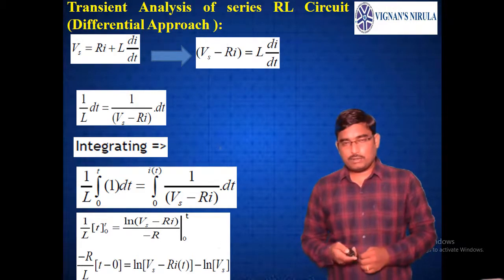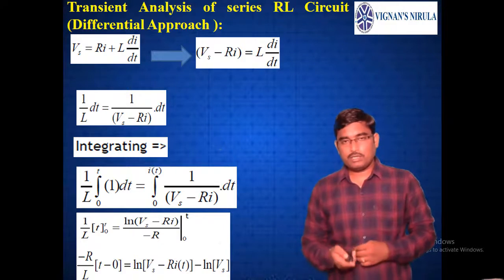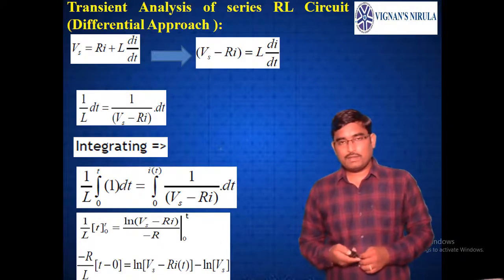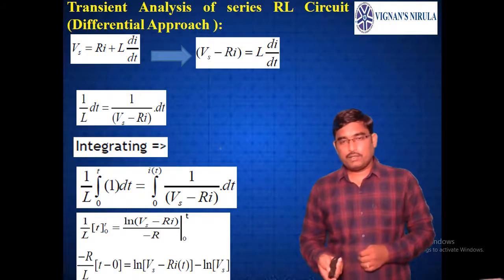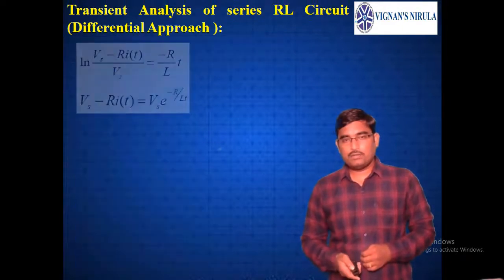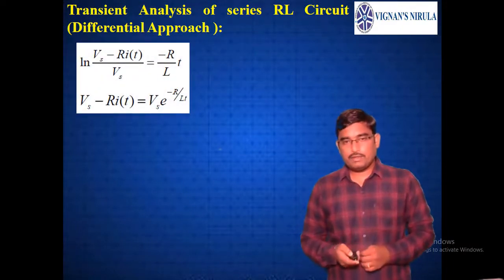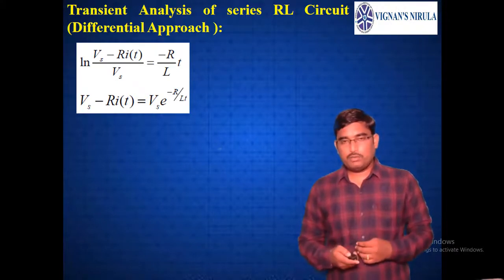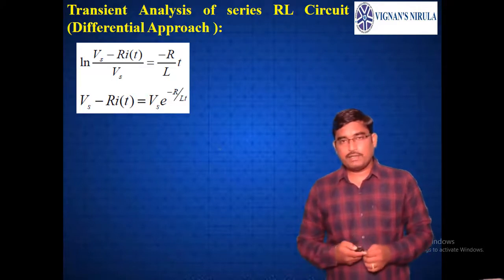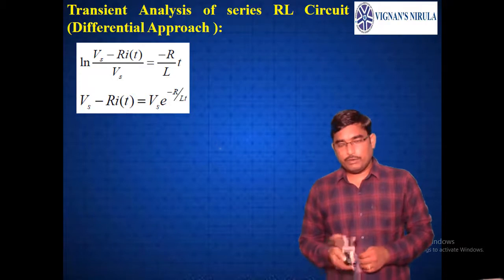Now in the left side, minus R by L into t minus 0, putting the limits. In the right side, ln of (Vs minus R into i of t) at the upper limit minus ln of Vs, since putting 0 as the lower limit in place of i gives the second term ln of Vs. Simplifying gives ln of (Vs minus R into i) by Vs equals minus R by L into t. Taking this ln to the right side, it becomes e power minus R by L into t.